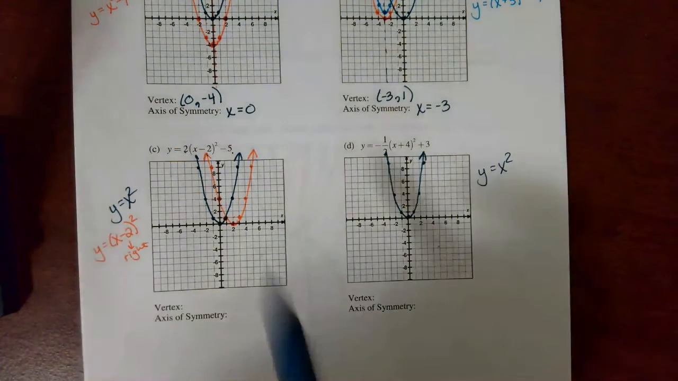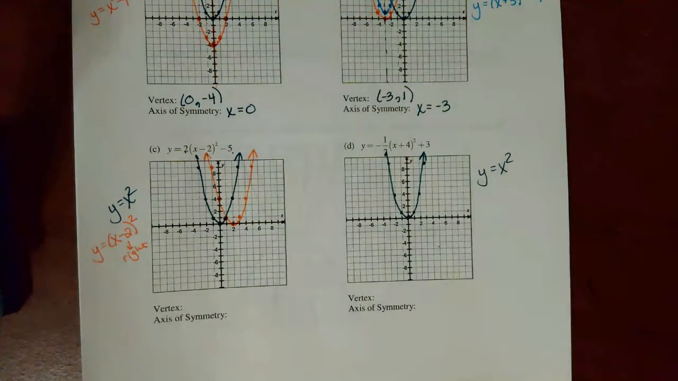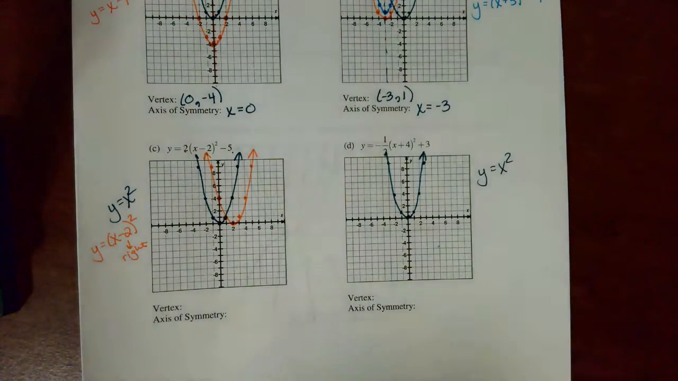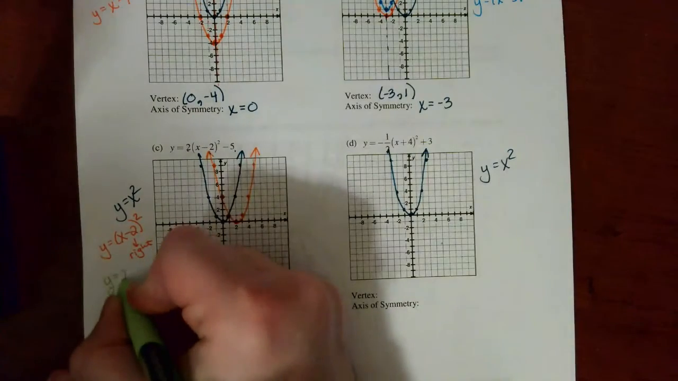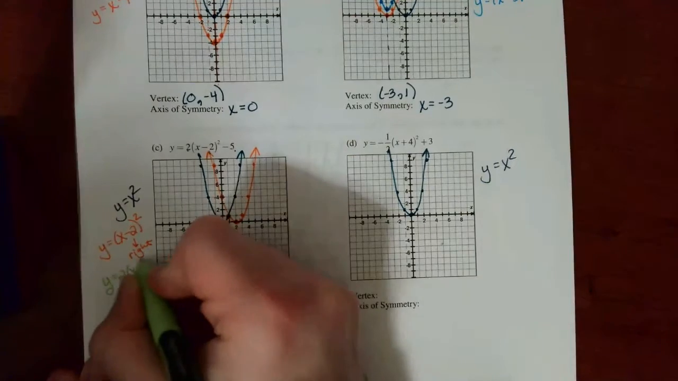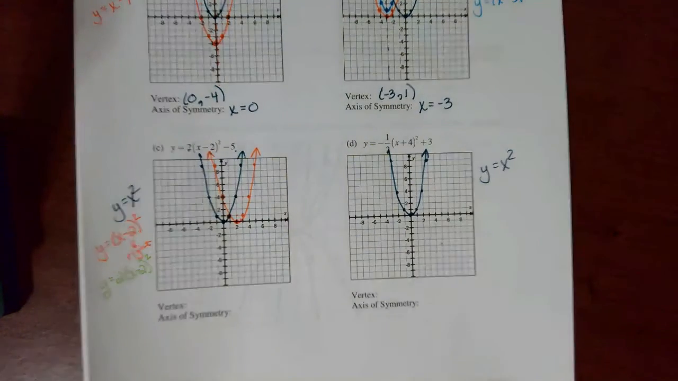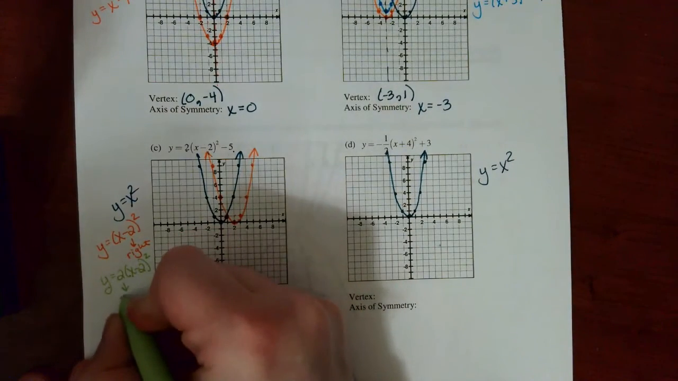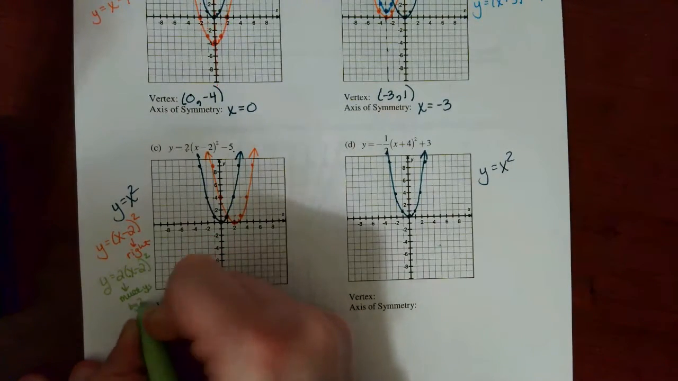Now what should I deal with? The 2 out front or the -5? Hopefully you said that 2 out front. Will this show up? Yeah, that's not bad. I'm going to go deal with that 2 out front. That 2 out front is a vertical stretch, which means I need to multiply my y values by 2.